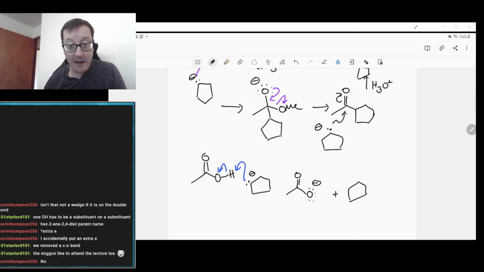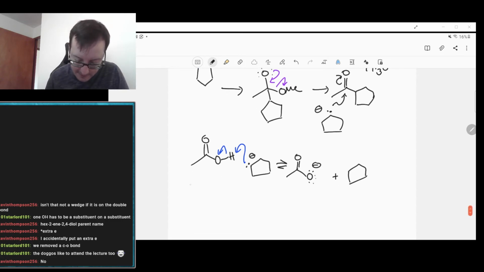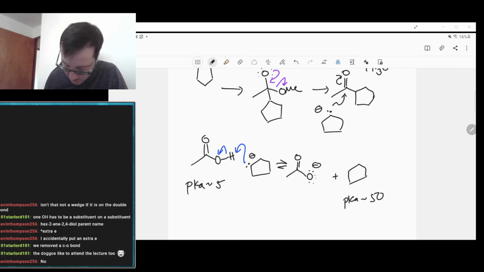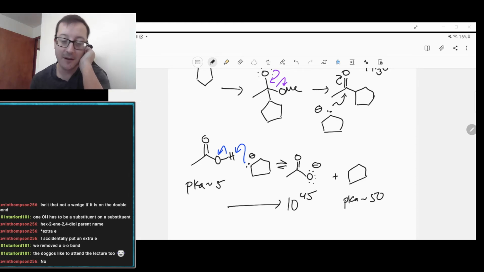Let's consider pKa's, and we'll see which side of the equilibrium this thing lies on. pKa of a carboxylic acid, 5. pKa of an alkane, 50. So this reaction is going to favor the products by 10 to the 45th power.